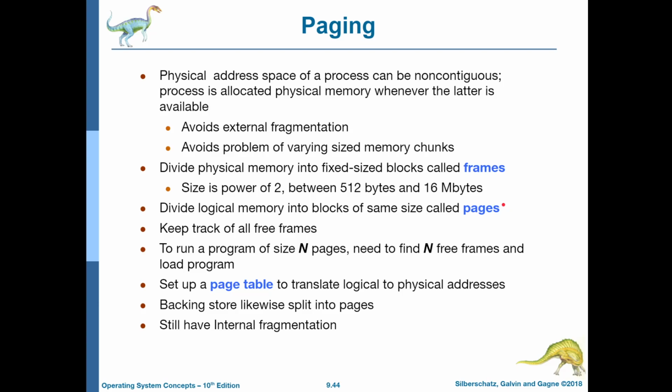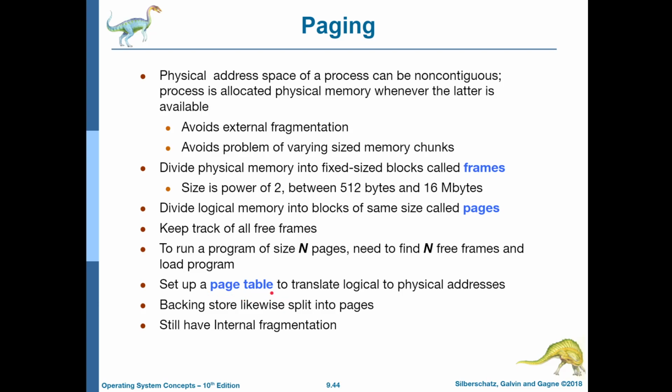Now, of course, this seems rather odd because what if you have a segment that is not strictly 4K? We'll see how that works when we come to what is called a page table. The operating system needs to keep track of all the free frames. Now, also, to run a program, we need to find a certain number of frames. So if the program is size n pages, there needs to be n free frames to load that program in its entirety. When a program is being loaded, a piece of memory is set aside called a page table.